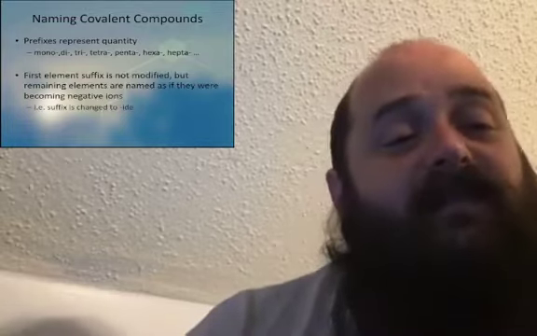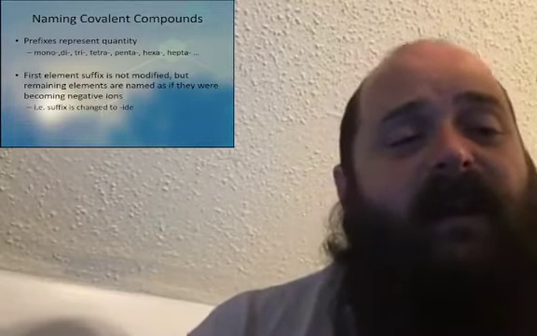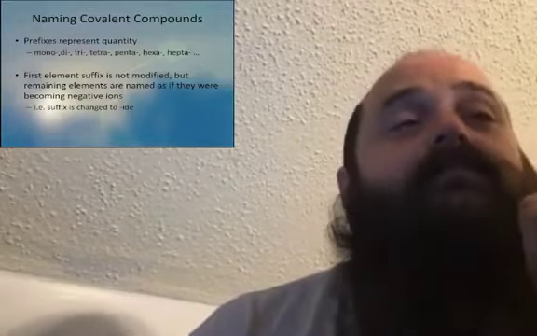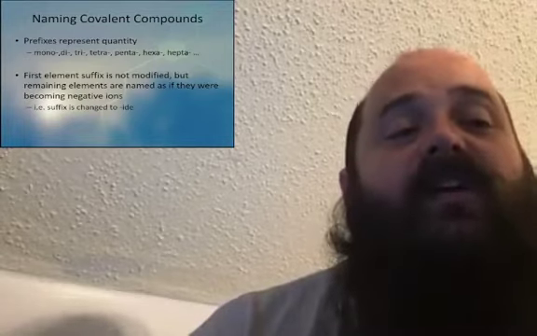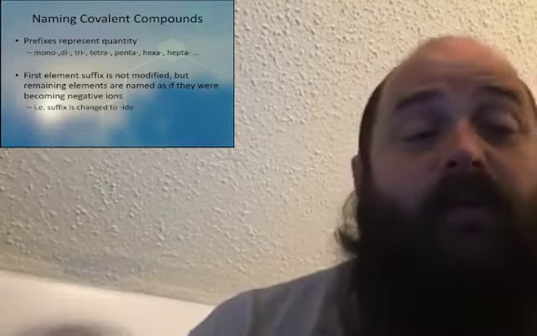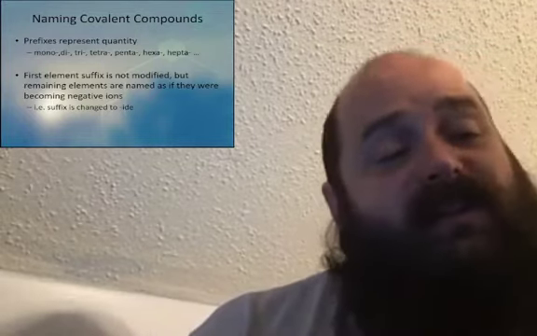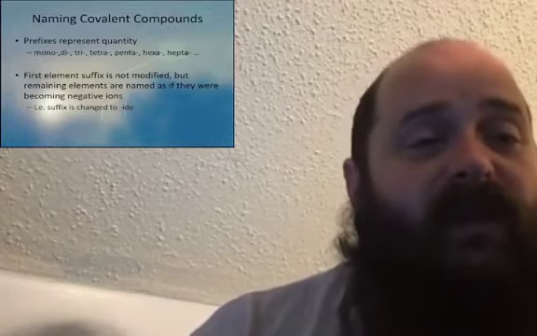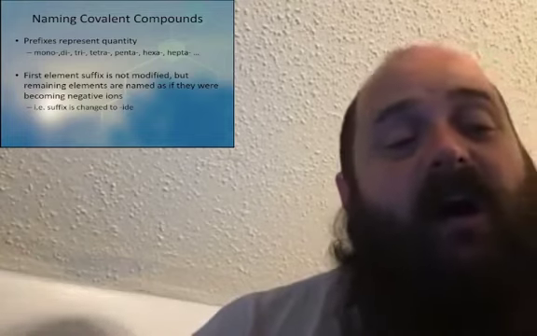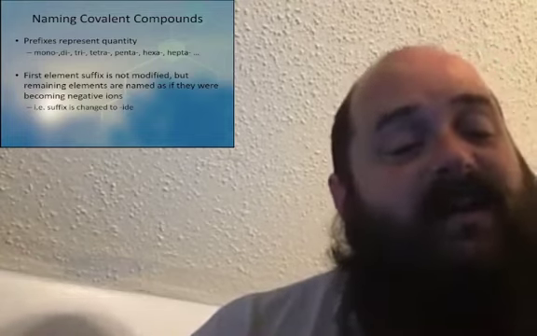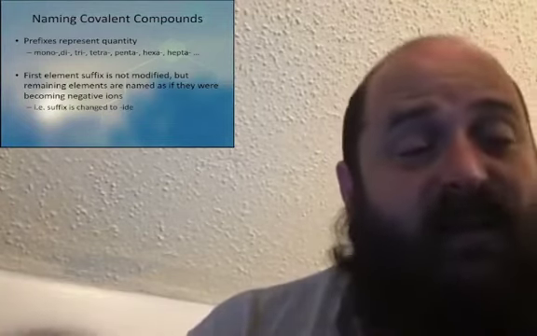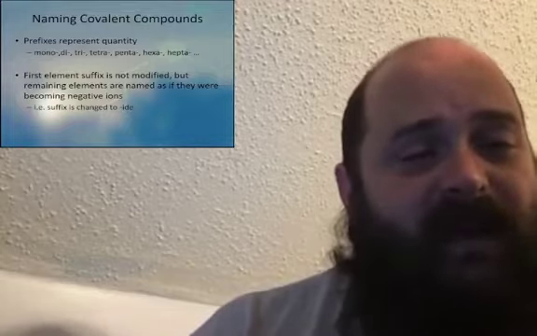Then the first element's suffix is not modified, but every single other one you change to look like a negative ion. So you've heard of carbon dioxide. That was what I showed you. It's more appropriate to call it monocarbon dioxide. Mono meaning 1, carbon, you don't change the first suffix. Then dioxide. You change it to oxide from oxygen because it is the second element in this covalent compound, so you change its suffix from GEN to IDE.